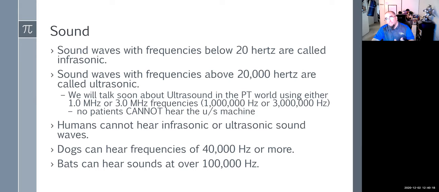Dogs can hear frequencies of 40,000 hertz or more, right? That's where those dog whistles come in. And no, humans can't hear dog whistles. Bats hear sounds over 100,000 hertz because they operate via echolocation, much like dolphins.